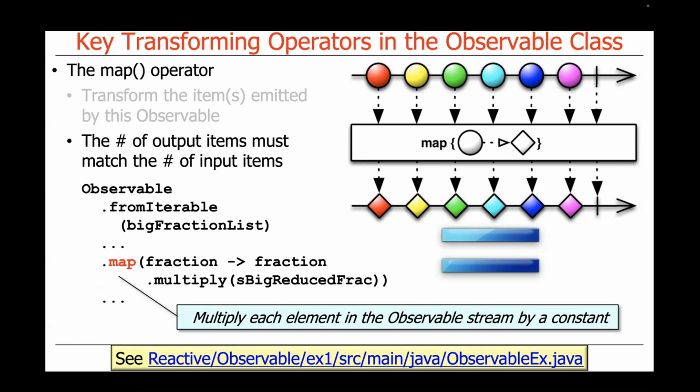So map will multiply, in this case, each of the elements in the observable stream by a constant. So you can see the marble diagram up above starts out with a bunch of different values of a particular type. And after applying map, you have the same number of output elements coming out as you did for input, unless an exception occurs, of course.